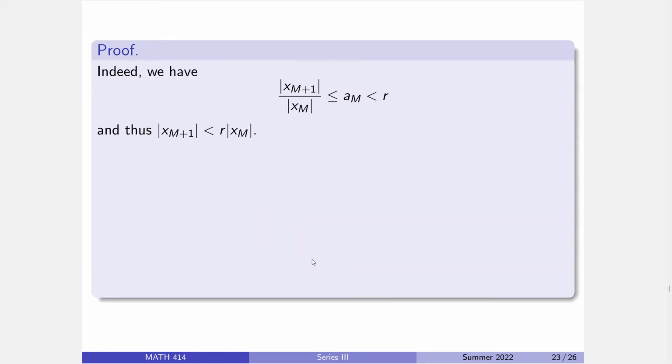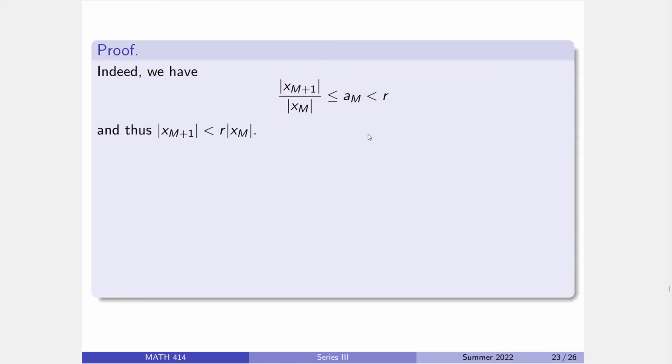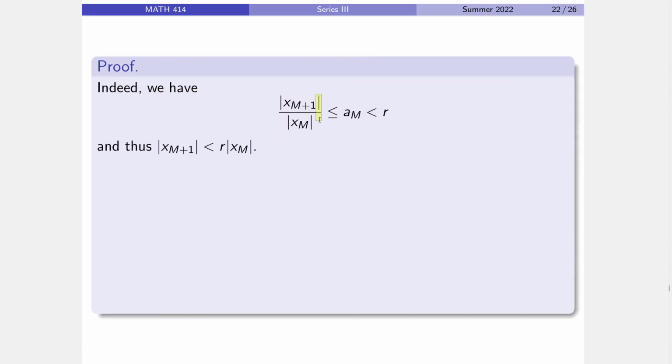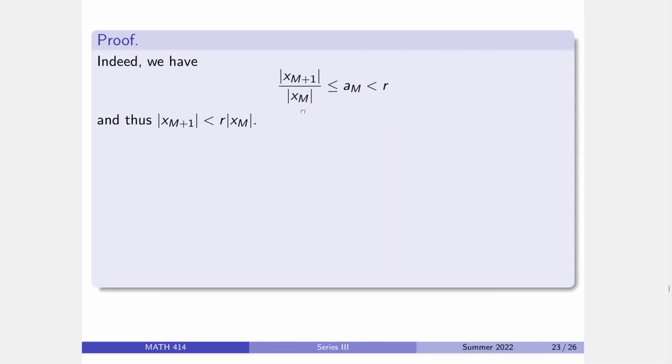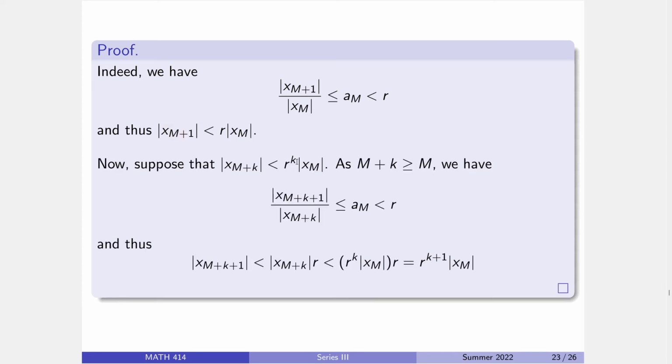Okay. So note that x sub m plus 1 over x sub m is less than a sub m, because a sub m is the sup of that set. So it satisfies that. These are all non-zero, so they're strictly positive, so I can multiply them across. And it works for k equals 1. Now suppose it's true for some k. m plus k is bigger than m, so we know this is less than a sub m, which is strictly less than R. Multiply it over.